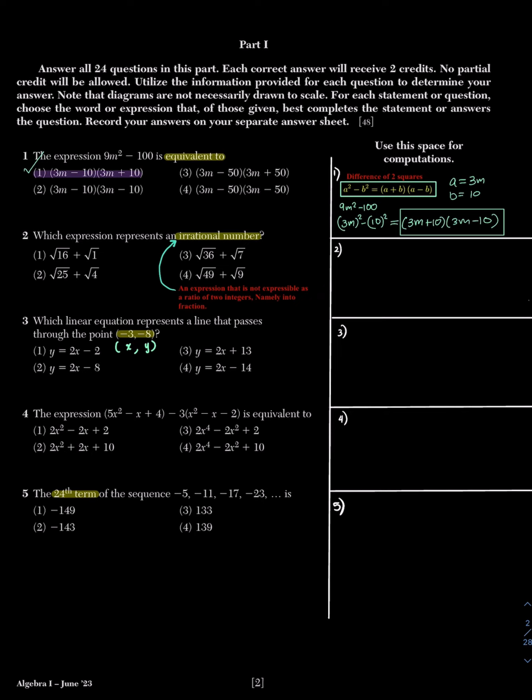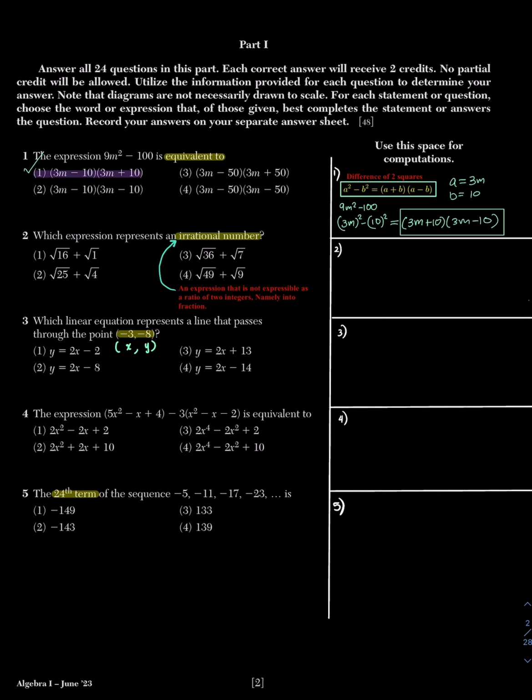Okay. Next thing, question number 2. Which expression represents an irrational number? When it comes to these types of questions where there's terminology, the most important thing to do is to understand that terminology. So what does irrational mean? Well, an irrational number is an expression that is not expressible as a ratio of 2 integers, namely into fractions. So you basically can't convert it into a fraction. So why don't we go ahead and look at all the choices we have.